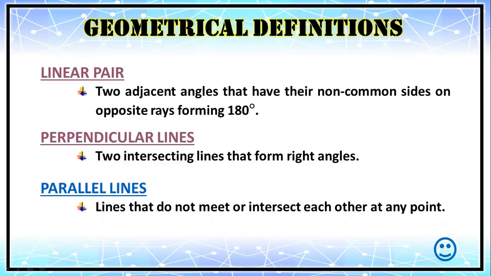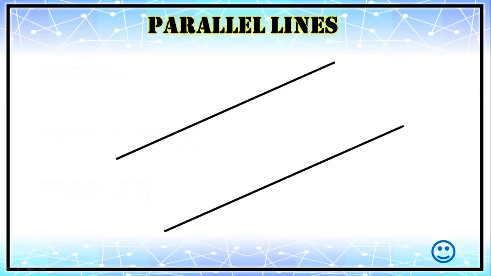Next is parallel lines. Parallel lines are lines that do not meet or intersect each other at any point. Here is an illustration of parallel lines. These two lines are parallel. Even if you extend these lines up to infinity, they will never meet. That is the definition of parallel lines.